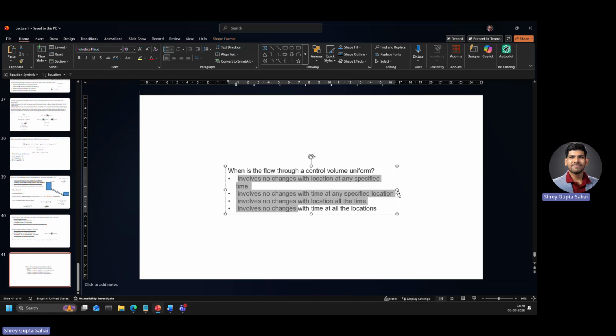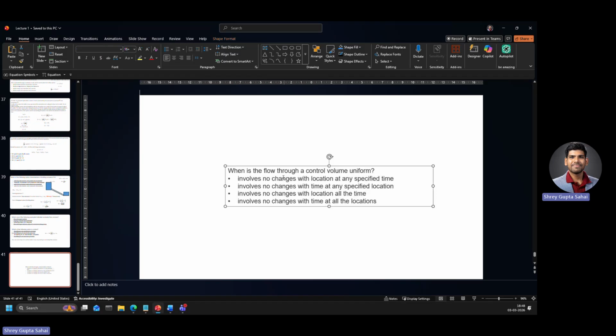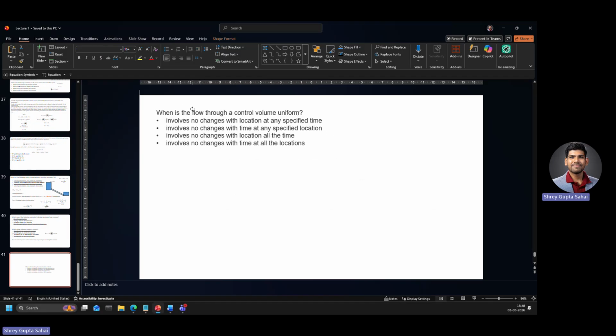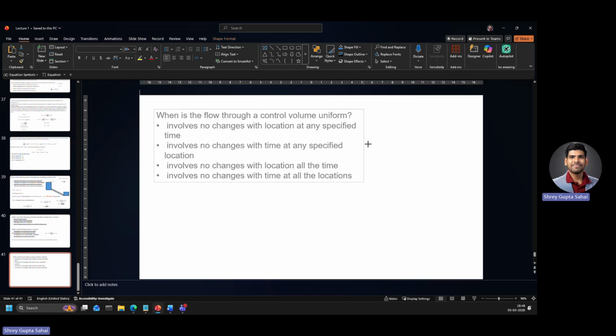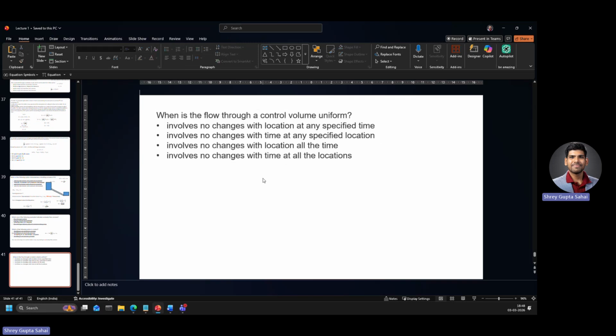When is the flow through a control volume uniform? What do you mean by uniform flow? Uniform flow means, note this down, uniformity means that there is no variation in space. Steadiness means no variation in time. Uniform means no variation in space.